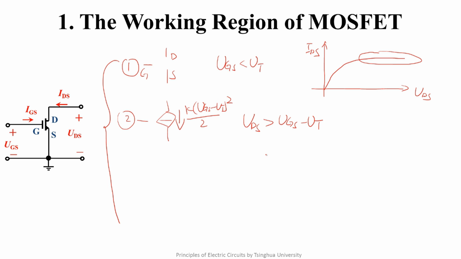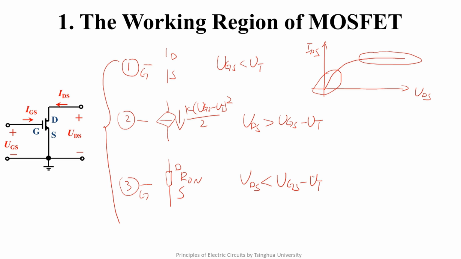So it is nonlinear. The third part is when UGS is greater than UT and UDS is relatively small. It is a variable resistance. But because the variable range of the resistance is small, we can regard it as an unchanged resistor. So the third section is to regard it as R-on. At this time, UDS should be relatively small. That is, UDS is smaller than UGS minus UT.